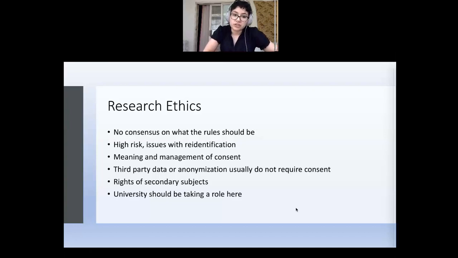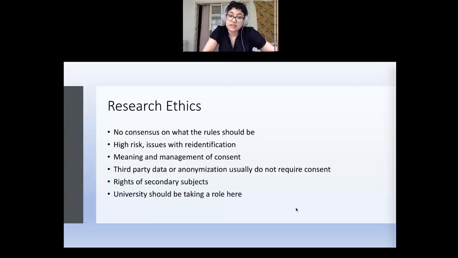And then there are larger issues with research ethics. There's no consensus on what the rules should be for how we use this big data. It's high risk because there are issues with re-identification. I think there's that Ashley whatever website that just published a bunch of people who were involved in infidelity and looking for other partners online. That not only affects the people who were looking on those websites, but the people connected to those people as well.